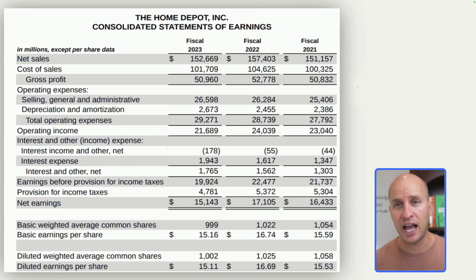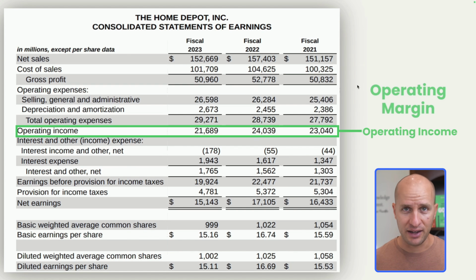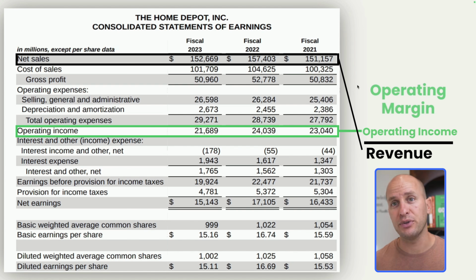The second margin that I always look at is called operating margin. This is when you take a company's operating income and, like all margins, we simply divide by revenue. Monitoring this number can tell you how well a company is doing at translating revenue into operating profit.